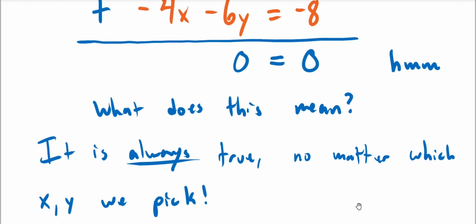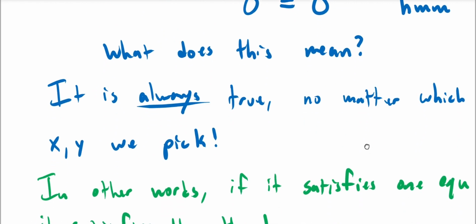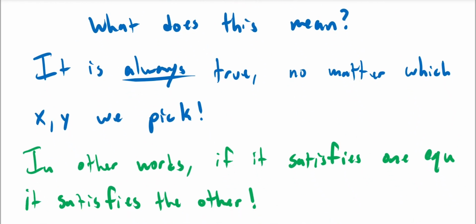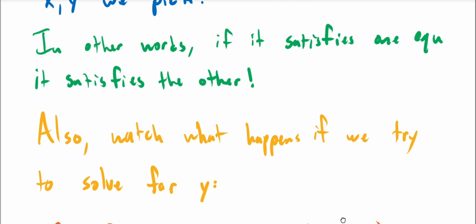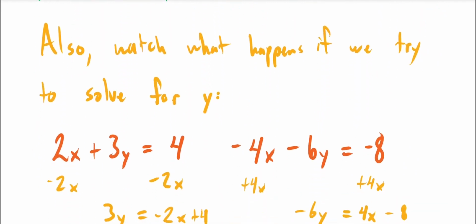This statement, 0 equals 0, is always true, and it's true no matter which x and y you picked. This is what's going to happen if the two equations were actually secretly the same line all along. And in this case, they were. Another way that we could see that is to solve those equations for y. This is that first strategy above. Watch what happens if I do that.